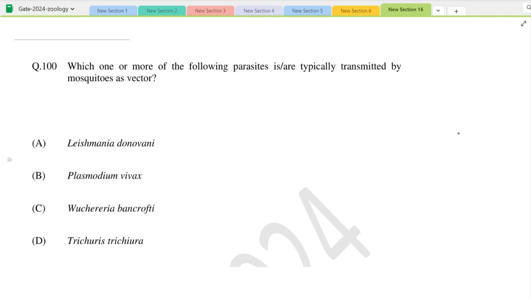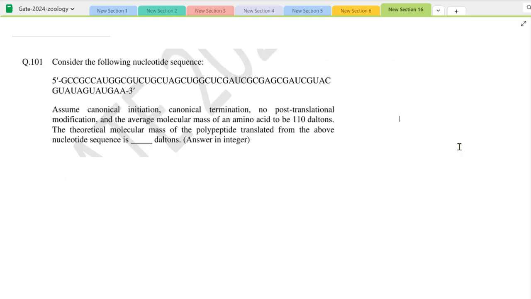Here, which one or more of the following parasites is or are typically transmitted by mosquitoes as a vector? This is a pretty simple question. I have even seen this in the 12th standard NCERT biology textbook. So the correct answer is Plasmodium vivax, which is transmitted by the Anopheles mosquito, and Wuchereria bancrofti, which is transmitted by the Culex mosquito. So the correct answer is option B and C. Moving on to the next question.